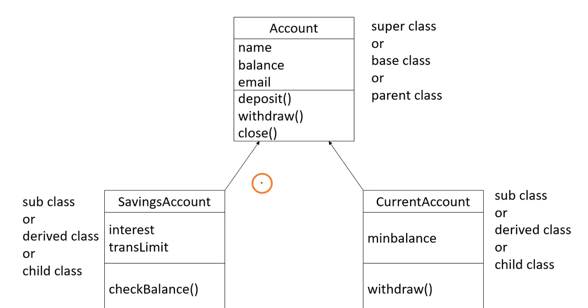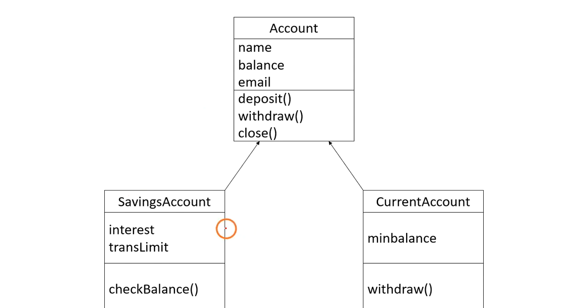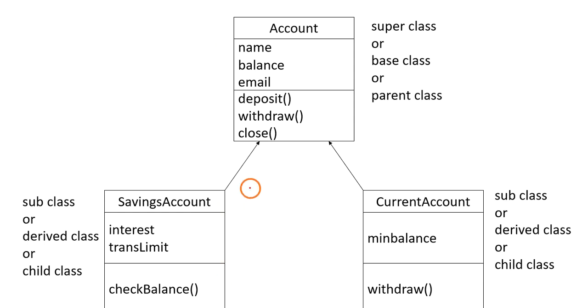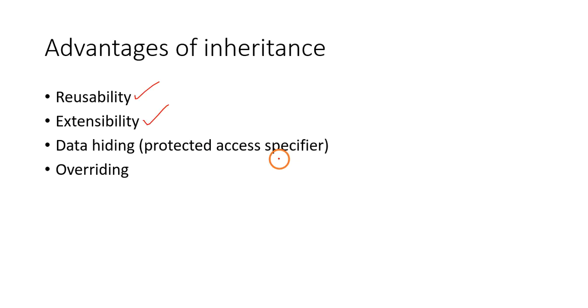The second one is extensibility. Again, what we are doing here is extending this general class and creating a new class called savings account, and we are adding some more things like interest, transaction limit and check balance. So this is called extensibility. Using already created things and creating new things is called extensibility.